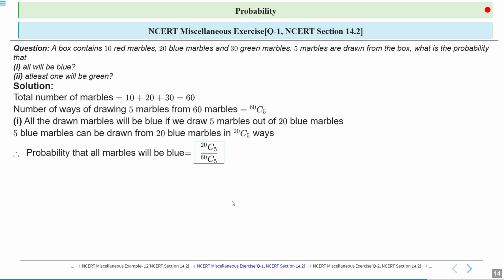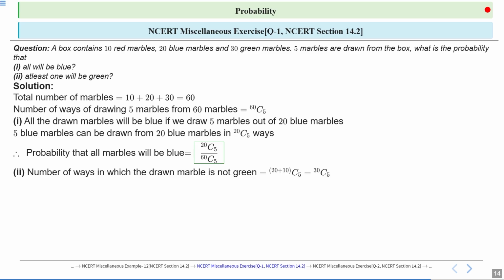So now the probability that all marbles will be blue is equal to the number of ways 5 blue marbles can be drawn from 20 blue marbles, divided by the number of ways of drawing 5 marbles from 60 marbles. This is equal to 20C5 divided by 60C5. So the probability that all marbles will be blue is 20C5 divided by 60C5. Clear?